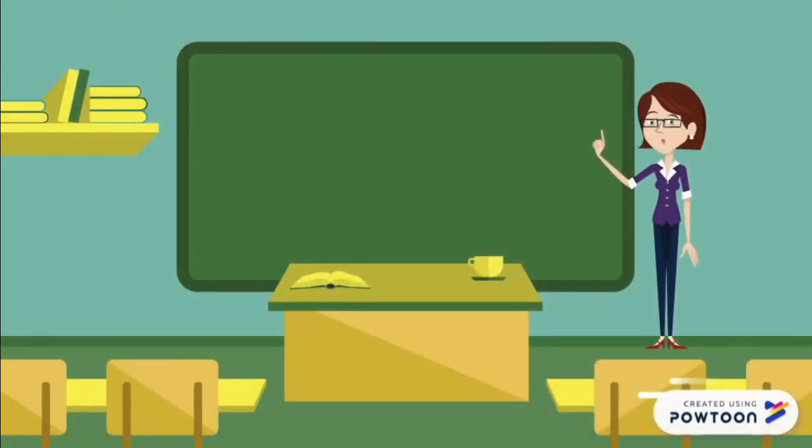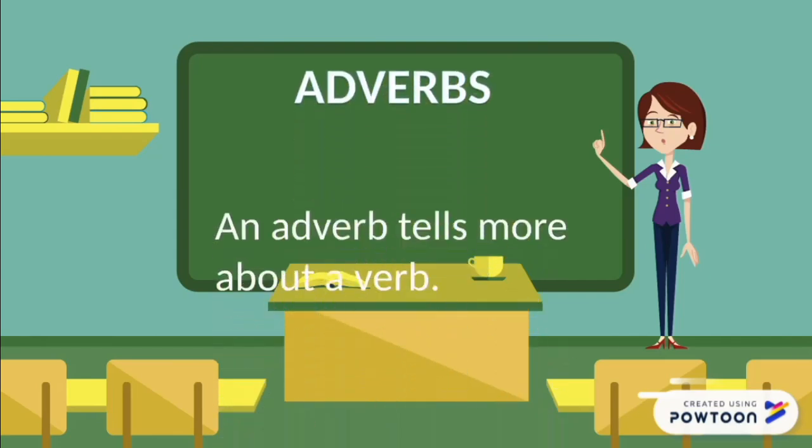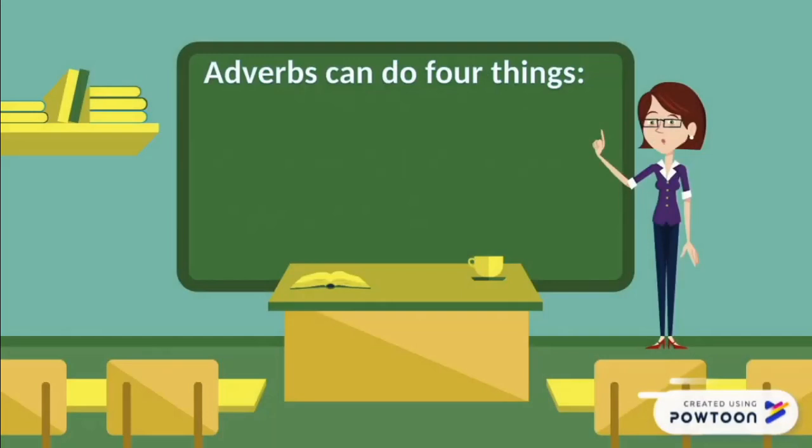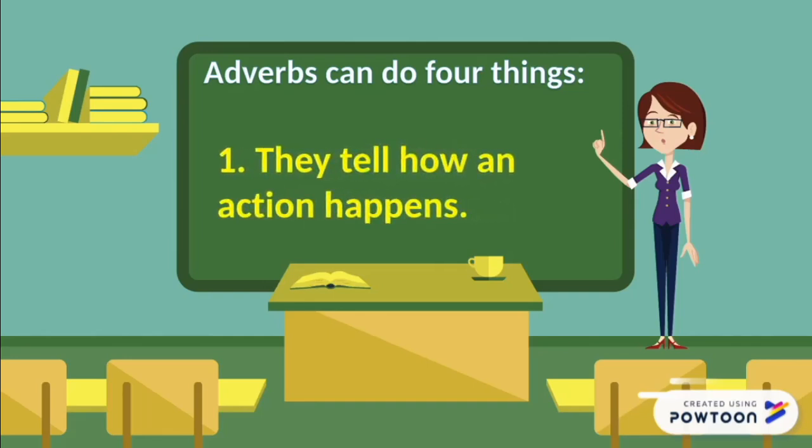Now let's have a look. What are adverbs? An adverb tells more about a verb. Can you read that again for me? Great job. Adverbs can do four things. One of them being, they tell how an action happens. What does it tell? How an action happens. Let's have a look at an example.